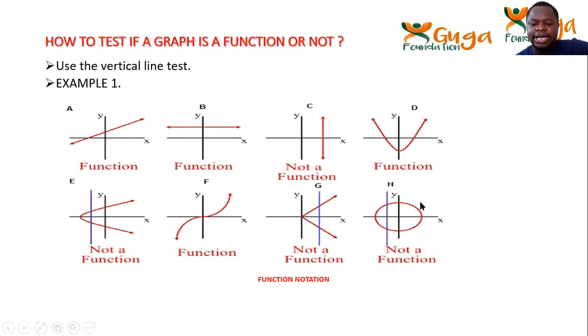And then also on a circle, we agree today, a circle is not a function, right? Because the vertical line test is going to cut the graph twice. It's going to cut the graph here and here. So we say all circles are non-function.